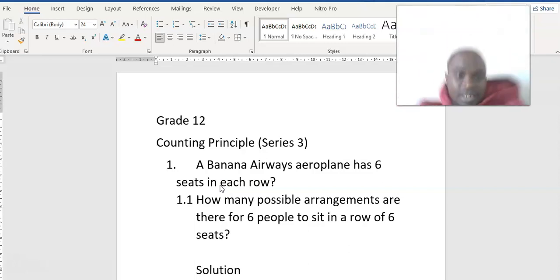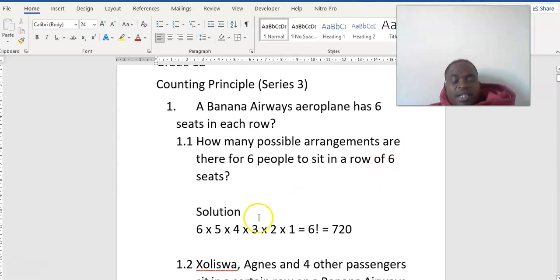An aeroplane has 6 seats in each row. Question 1.1 says, how many possible arrangements are there for 6 people to sit in a row of 6 seats? It means there are 6 seats and 6 people are supposed to sit on them. How many possible ways are we supposed to have?